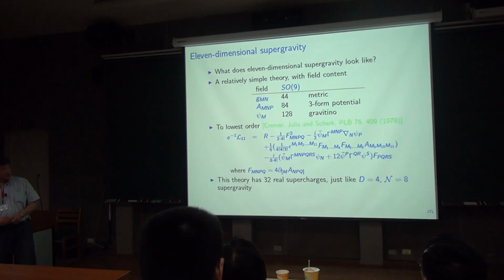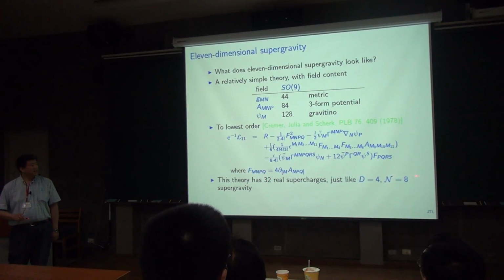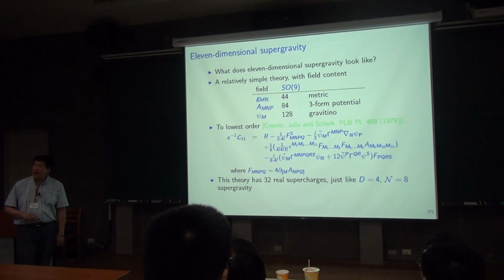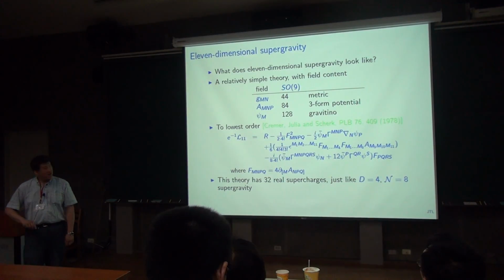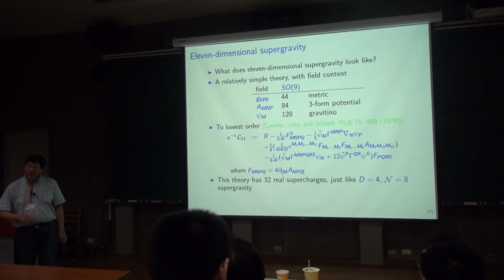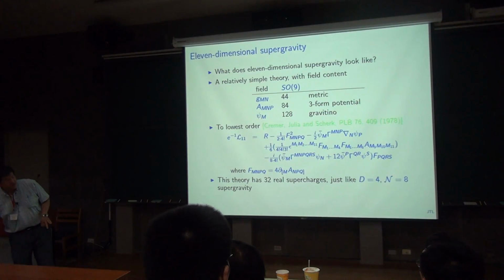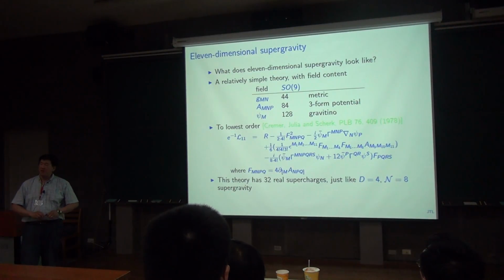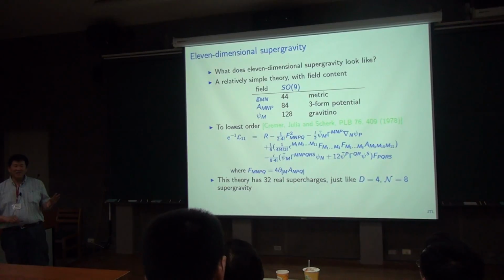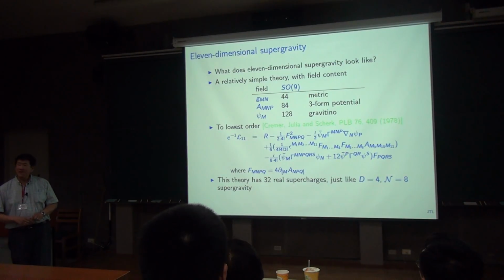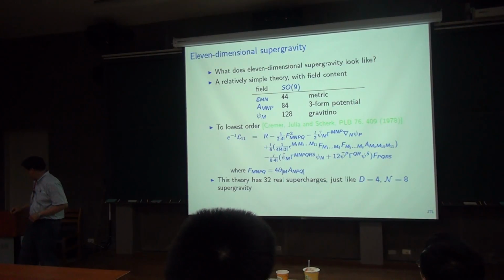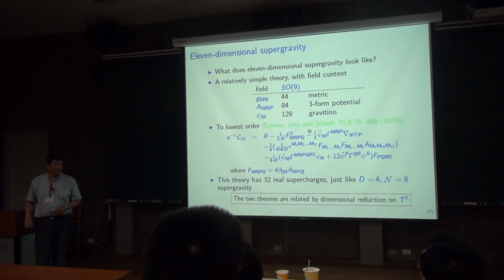And if you actually worked out the 11-dimensional supergravity algebra, you find 32 real supercharges. That's the same counting as the N equals 8 theory in 4 dimensions. And in fact, 128 plus 128 degrees of freedom is also the same as the N equals 8 theory in 4 dimensions. So this is at least a very strong hint that these 2 theories should be related. 11-dimensional supergravity and N equals 8 in 4 dimensions ought to be related to each other. And in fact, that's certainly true.